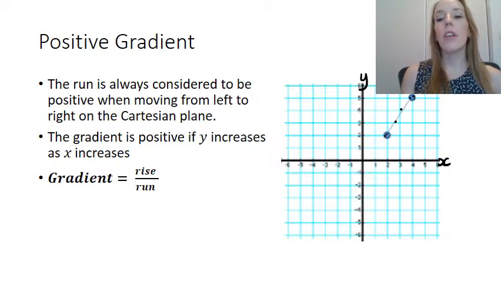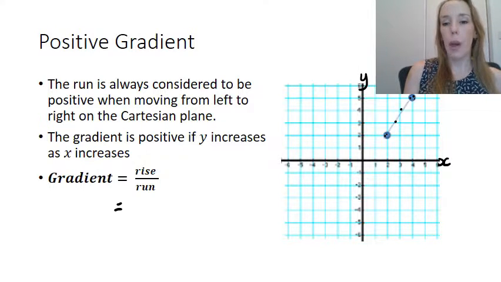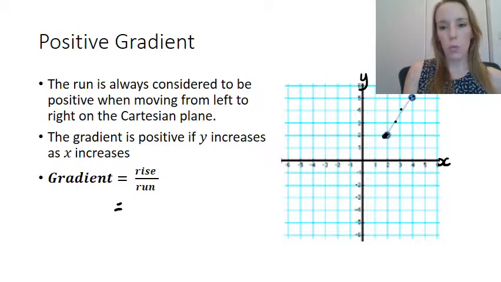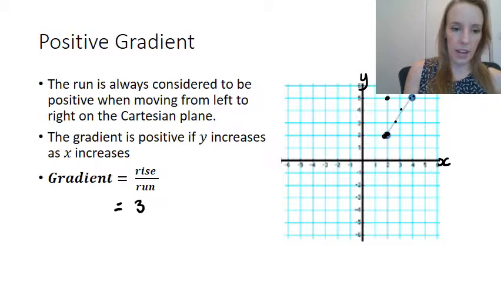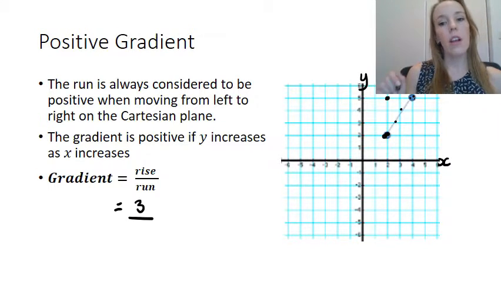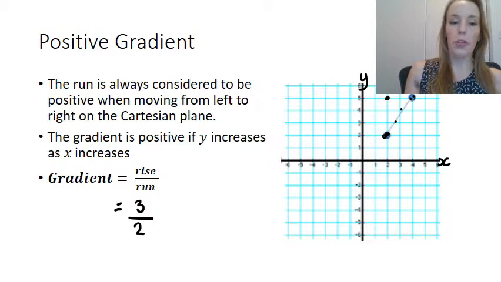So let's calculate the gradient of this line here. Our gradient equals our rise over our run. Our rise is our change in y. So y started at 2 and now it's at 5. So what is the change there? Well, that's 3. It's increased by 3. And our run is the change in x. So x started at 2 and it went to 4, so it's changed by 2. So 3 divided by 2 would be our gradient.